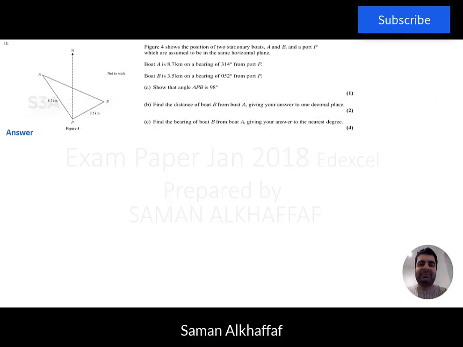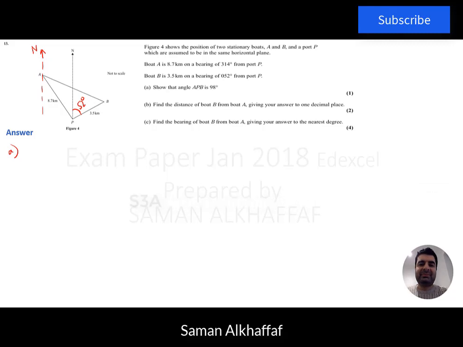So here we need to show also the bearing of boat B. So this is the north line, and we're given the bearing here is 52 degrees, and we also need to work out how we are finding the rest of the angles. So we start with part A.